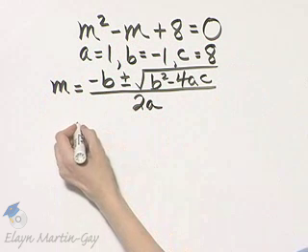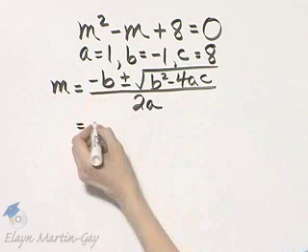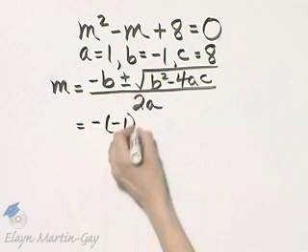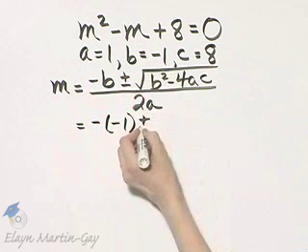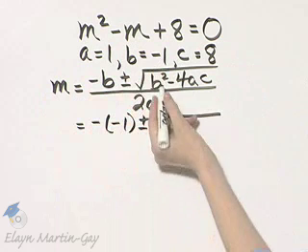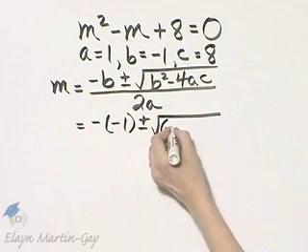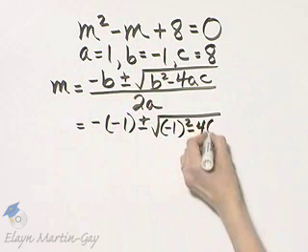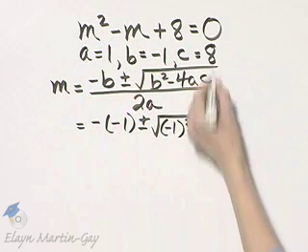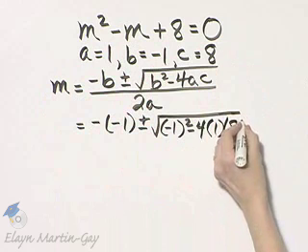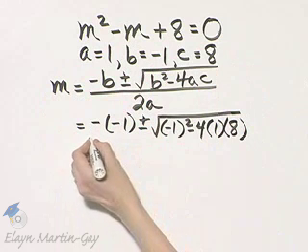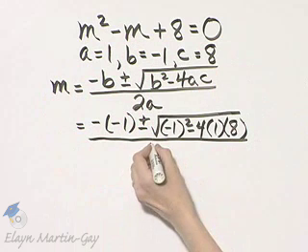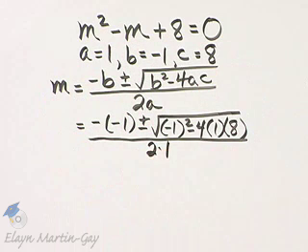Now, let's put in our replacement values. It's the opposite of b, and b itself is -1, so be very careful there, plus or minus the square root of b squared, that's -1 squared, minus 4 times a is 1 times c is 8, and this is all over. So this fraction bar extends the entire length, all over 2 times a is 1.